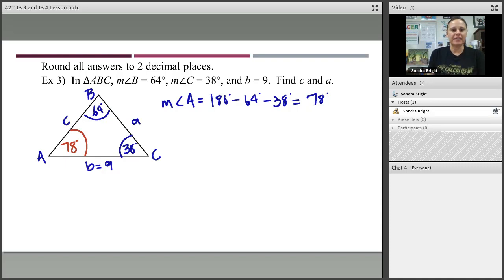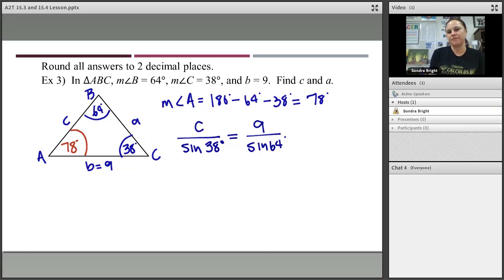Right. And now let's find a side, it doesn't really matter which one. We can find side C first. So because it's little side C that I'm finding, I'm going to use the second way I wrote law of sines. It's little side C over the sine of angle C is equal to side B, which is 9, over sine of 64 degrees, which was angle B.